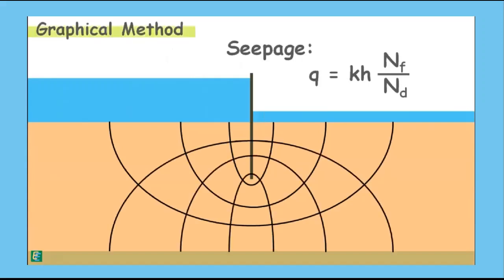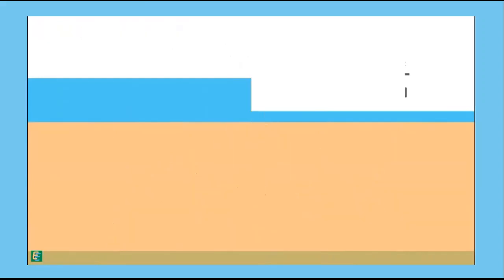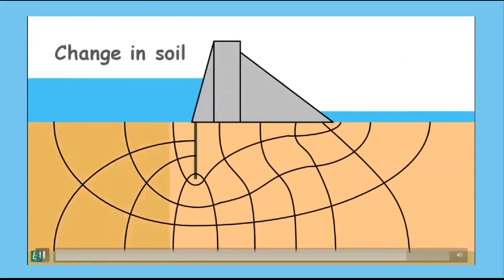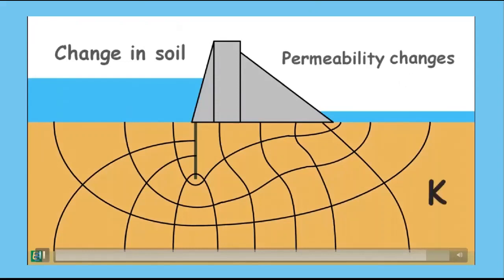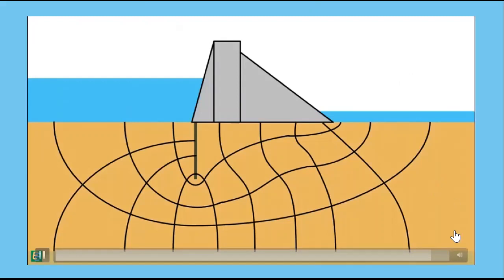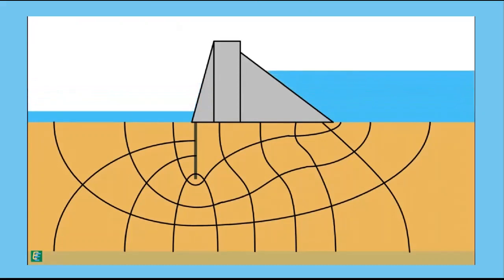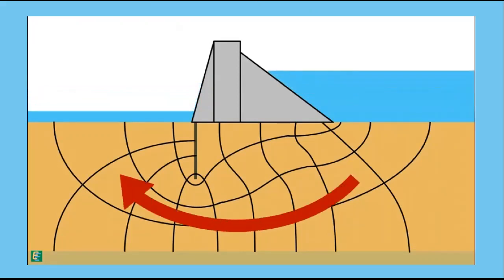Also note that for a given set of boundary conditions, the flow net is unique. Flow net is dependent on the boundary conditions. If the boundary condition changes, the flow net will also change. So for example, if this is our boundary condition, our flow net will also change. But for a change in soil, the flow net will not change. Instead, the permeability will be the only one that will change.